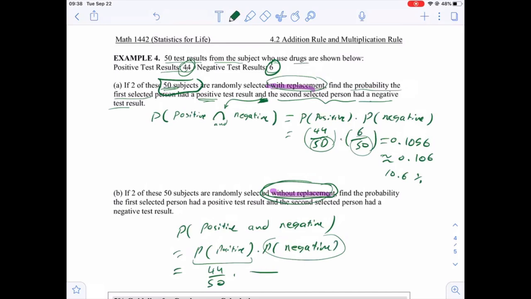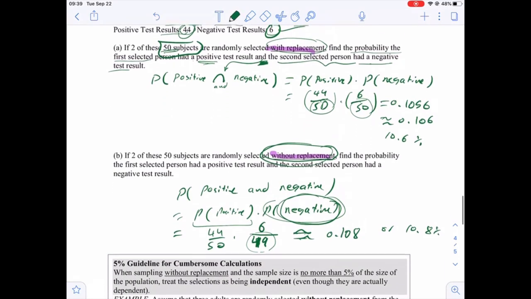pay attention to the rest of the people. How many people are there? We have 49 people left. So we choose one and we see if that subject is negative. We only have 6 with negative, so we just write 6/49, the denominator reduced by 1, and then we do this multiplication to get approximately 0.108 or 10.8%. Okay.